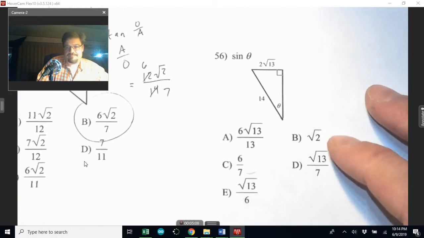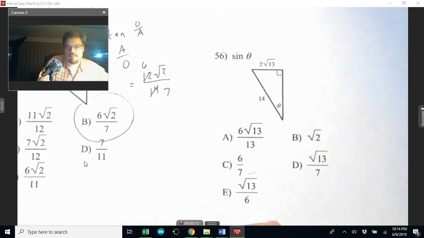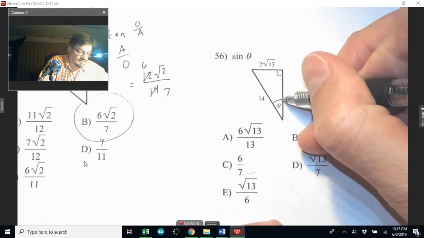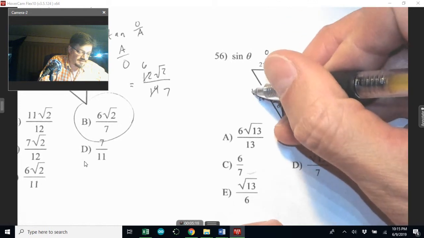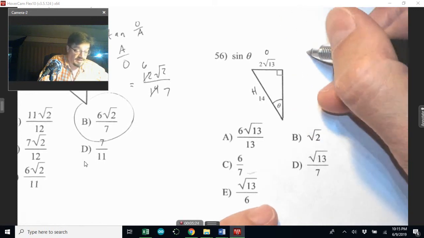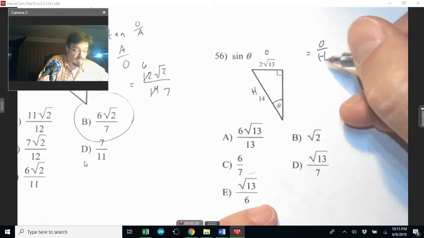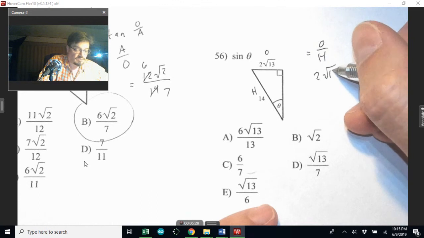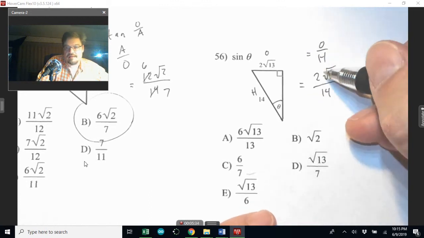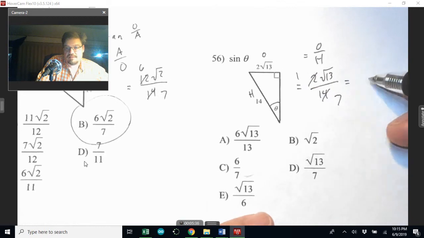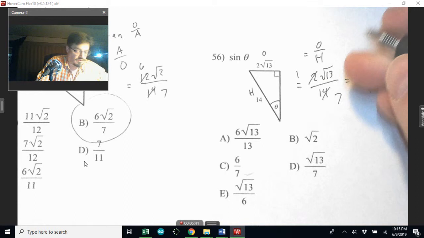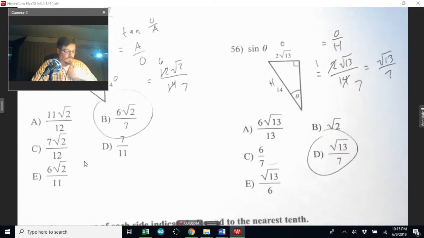And then finally sine is o over, oh great. This is really convenient because from this angle, this is the o and this is the h. Sine is defined as o over h. So therefore I will have 2 radical 13 over 14. And these will cancel, 1 over 7. So it looks like my final answer is radical 13 over 7. So that's D.